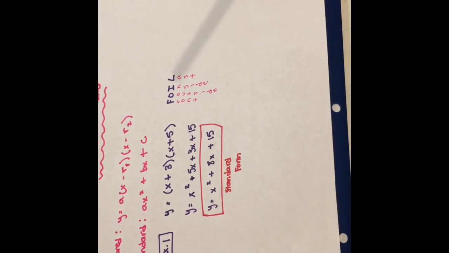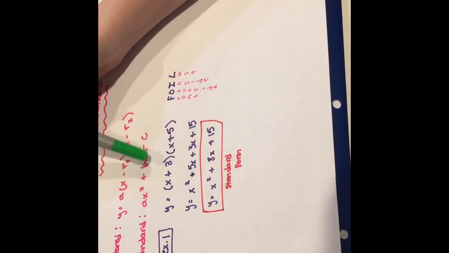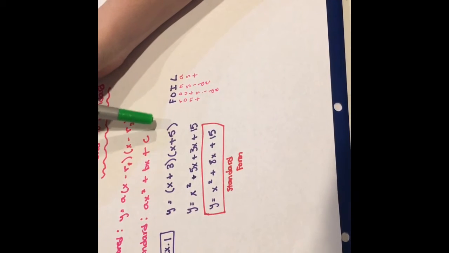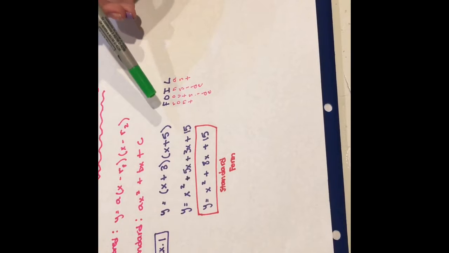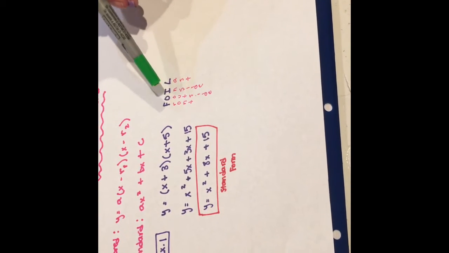To start off, we're going to do our first example, which is y equals (x plus 3)(x plus 5). In order to even start this, we have to FOIL. And foiling is combining like terms. FOIL stands for front, outside, inside, and last.